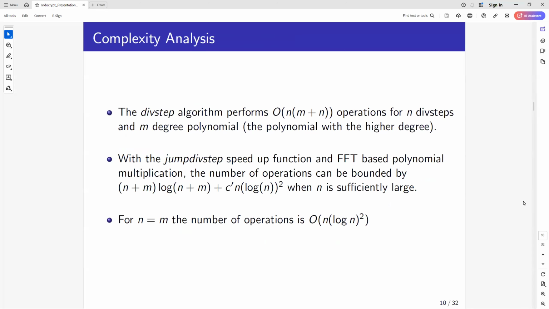For the div step algorithm, it takes order of n times n plus m operations for n div steps and for an n degree polynomial. They have used FFT-based polynomial multiplication, so the number of operations is bounded by n plus 1 m log n plus m and c dash n log n squared. In our case, for inverting a polynomial, they will perform 2p plus 1 and 2p minus 1 div steps for a 2p minus 1 degree polynomial. For both the cases n will be equal to m. So the number of operations is order of n log n squared.